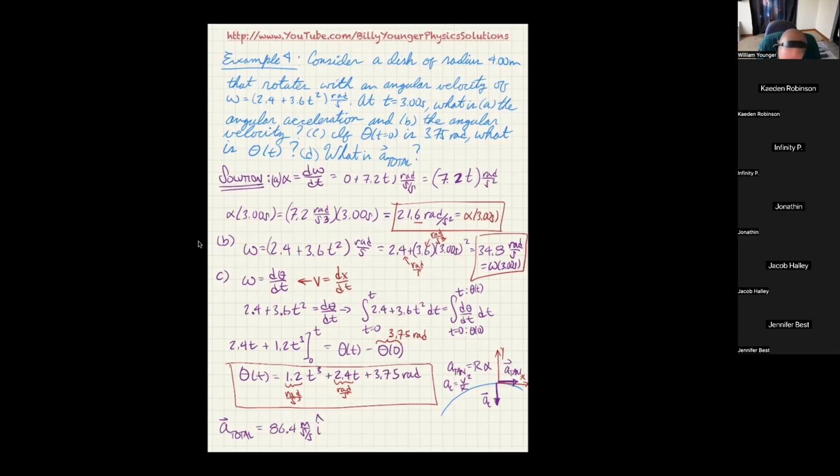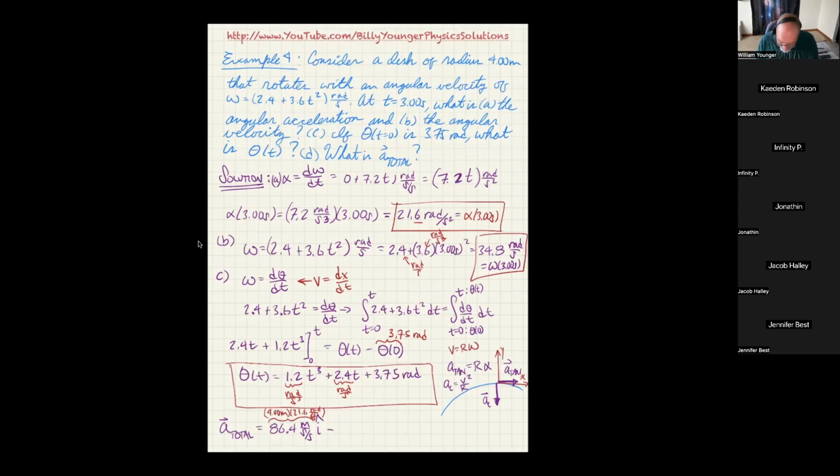And I'm just going to write this in case anybody looks back and doesn't realize that I did 4.00 meters times 21.6 radians per second. Okay. And then minus, in this case, I've got to do V squared over R. Well, V is the tangential speed. And of course, V is equal to R times theta, or excuse me, R times omega.